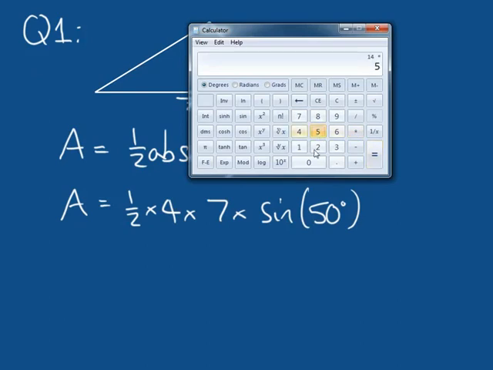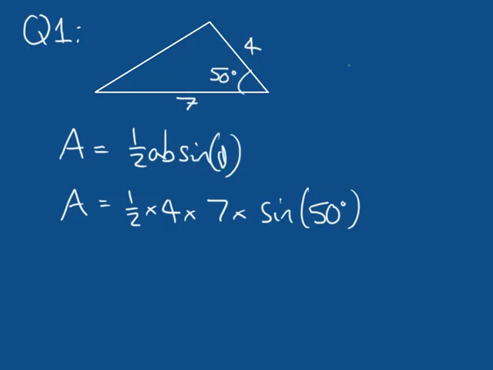Well, I am in degrees, so the sine of 50 is 0.766. If we click equals, it tells us that the area of this triangle is approximately equal to 10.725. So our area is approximately equal to 10.725. Fantastic.